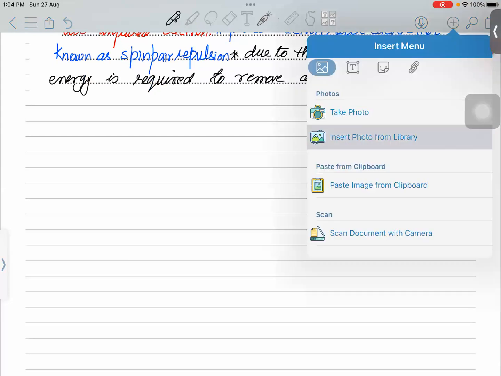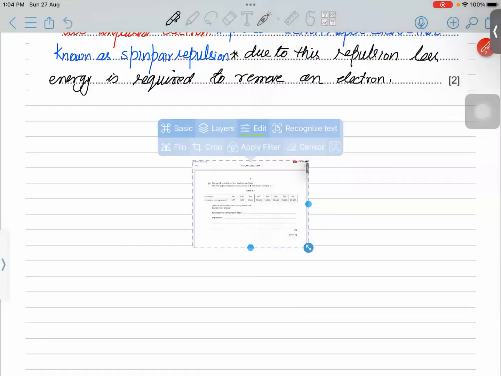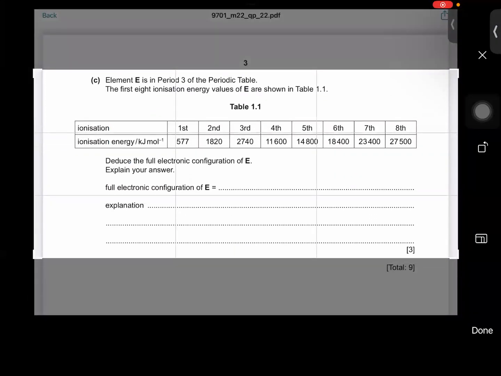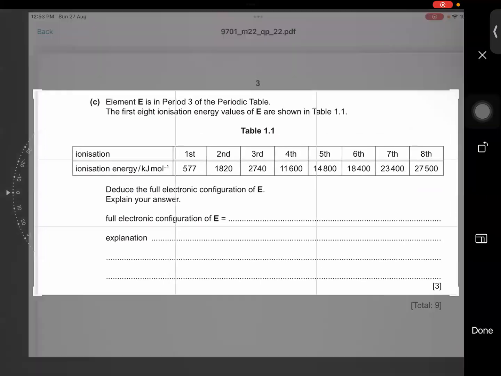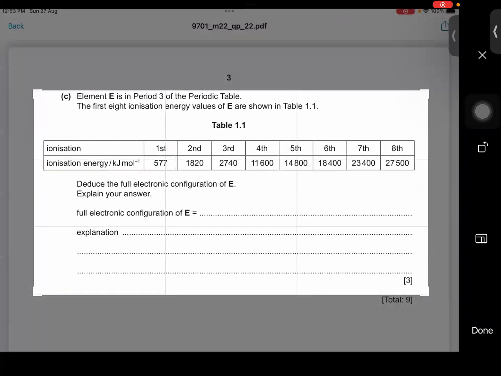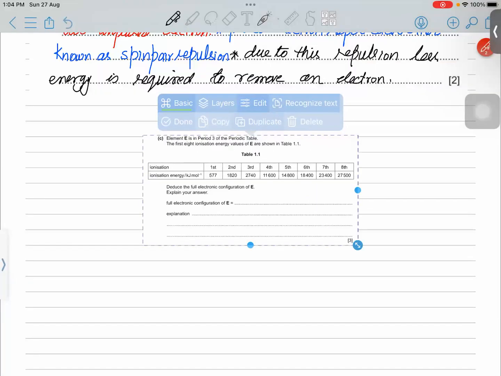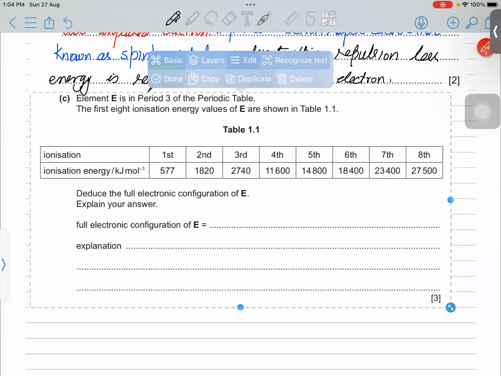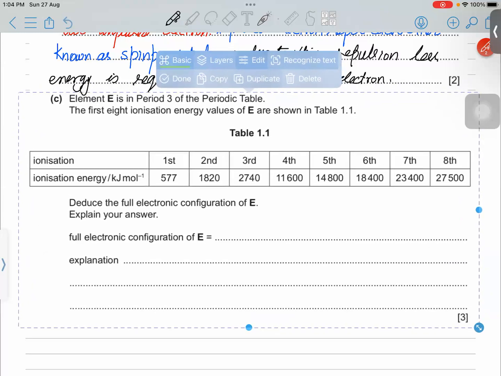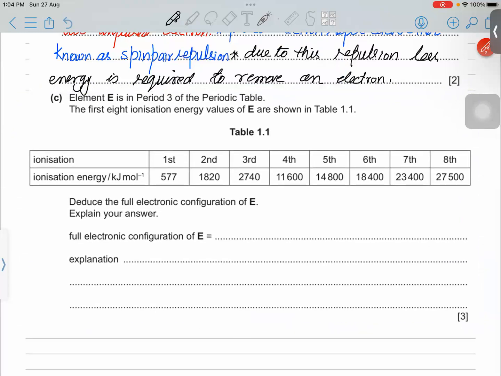Now, the last part of the question. Element E is in period 3 of the periodic table. The first 8 ionization energy values of E are shown in the table. Deduce the full electronic configuration of E. Explain your answer.